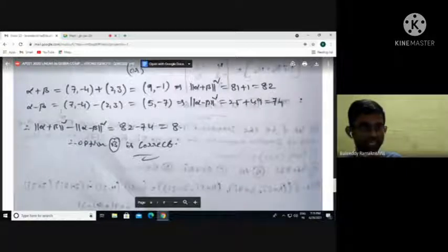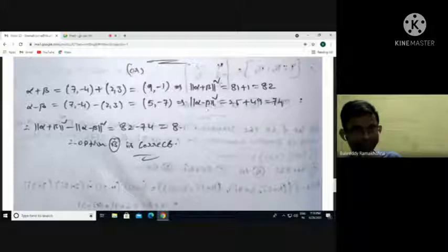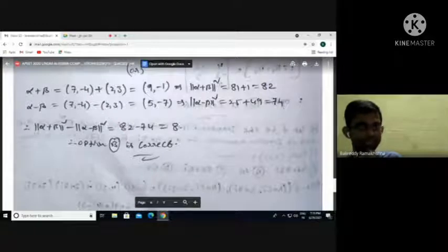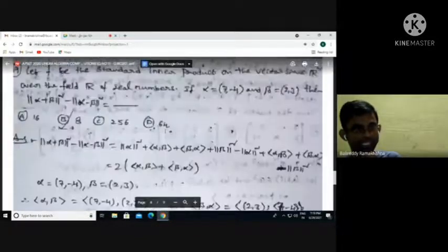And similarly, alpha minus beta, where alpha is equal to (7, -4) and beta is equal to (2, 3), is equal to (5, -7). So therefore, norm of alpha minus beta whole square is the inner product of alpha minus beta with alpha minus beta, which is equal to 25 plus 49, which is equal to 74. Now subtracting these values, we get norm alpha plus beta whole square minus norm alpha minus beta whole square, which is equal to 82 minus 74, which is 8. So option number B is correct.